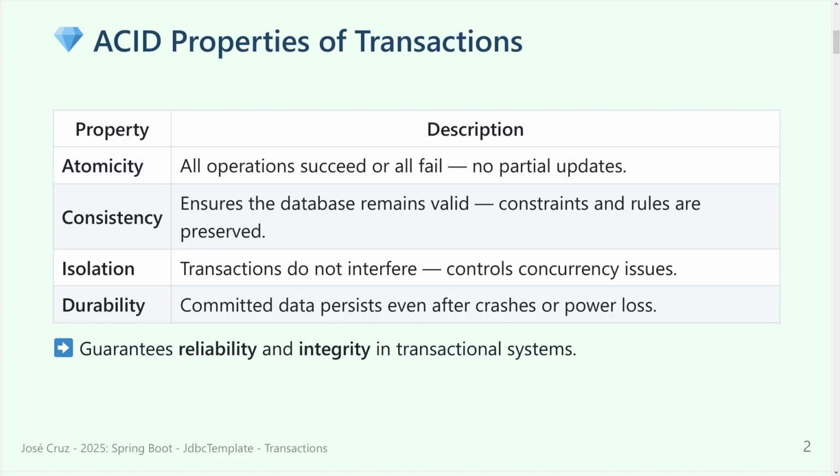Isolation is that transactions do not interfere, controlling concurrency issues. This is what I was talking about moments ago about isolation levels. I will address this in the future. And durability, committed data persists even after a crash or power loss.